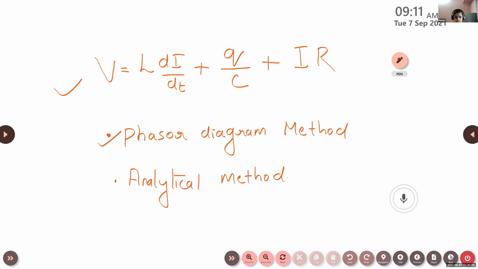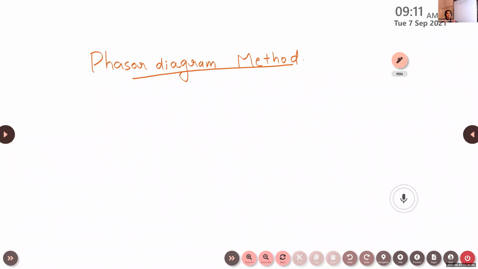Okay. So the next one is we are going to discuss the phasor diagram method. In order to explain this phasor diagram method, first of all, we can recall the value of current and the voltage in the case of resistor, capacitor, and inductor. First of all, we just recall all these equations once again.